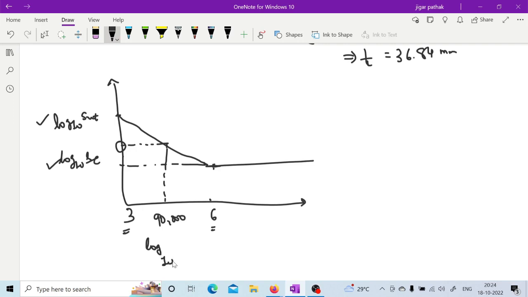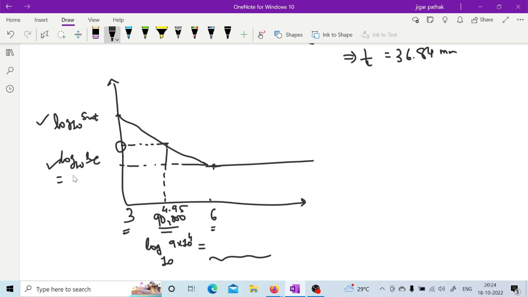This log 10 of 90,000 means 9 into 10 raised to 4, right? So log 10 of 9 into 10 raised to 4 will have some value, 4.95. Similarly, log 10 SE will give some value, that is 315, right?